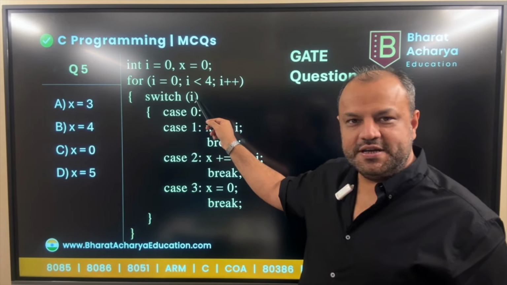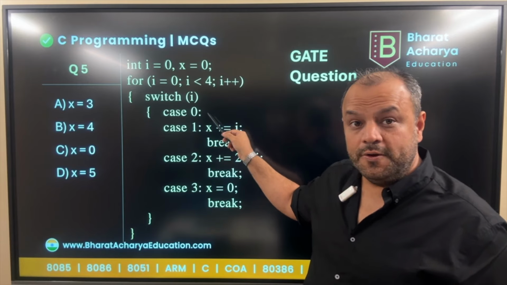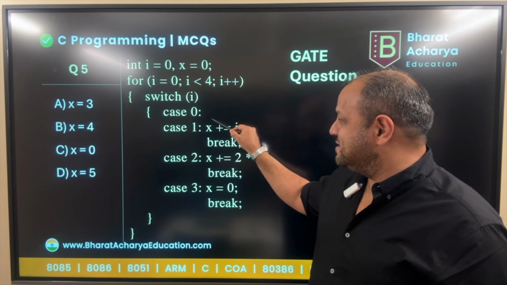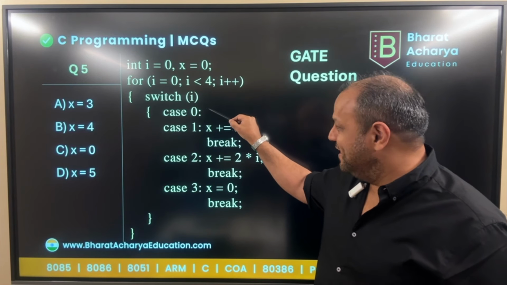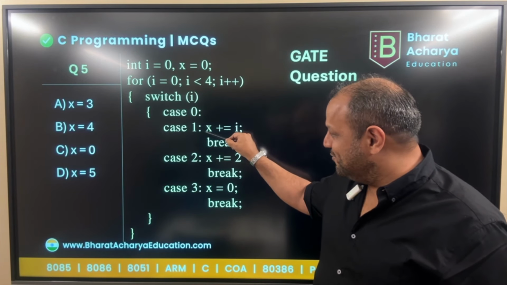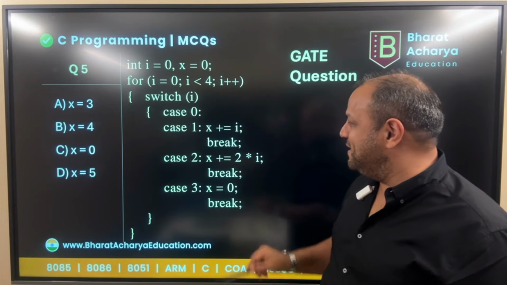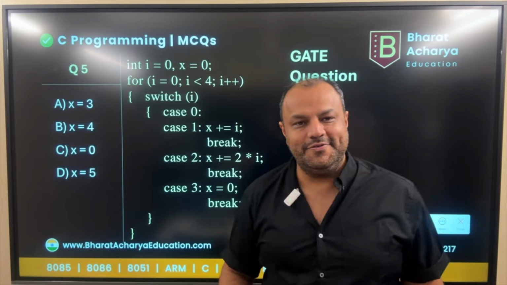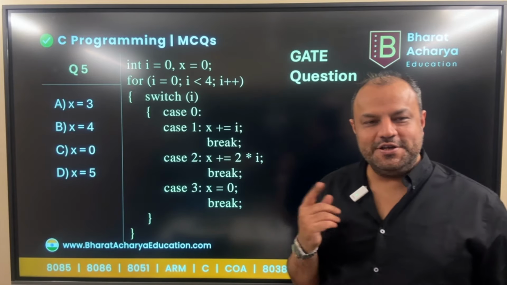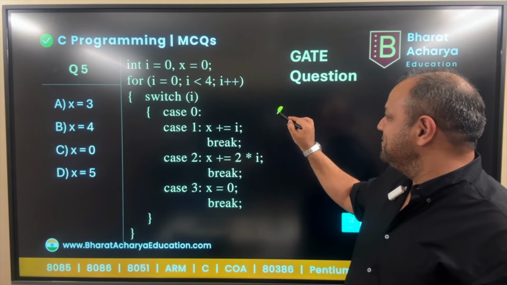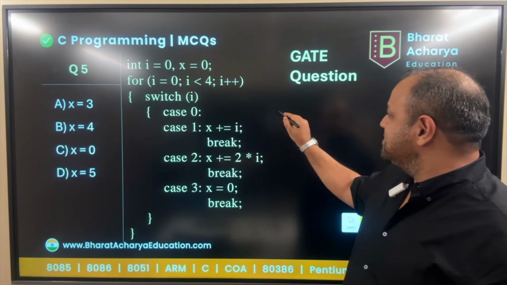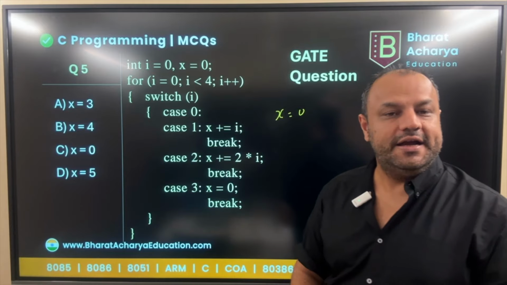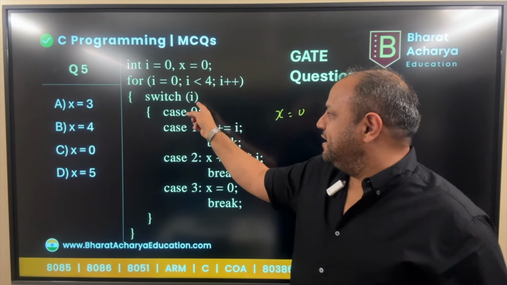In the first iteration, i is 0. So it will do case 0. There is nothing in case 0. So will nothing happen? No. Since there is no break here, after checking case 0, it will also check case 1. That means x will become x plus i. What is i? 0. What is x? 0. So 0 plus 0, so x is still 0. Are you clear? It reached up to here and then it broke. It did the break.